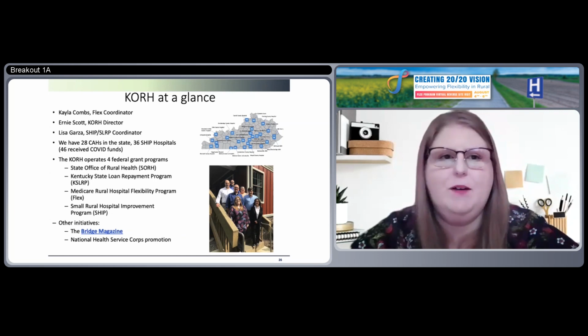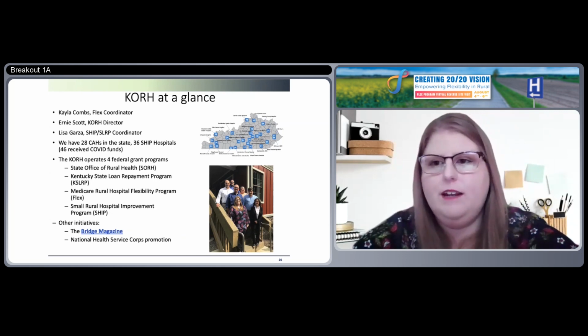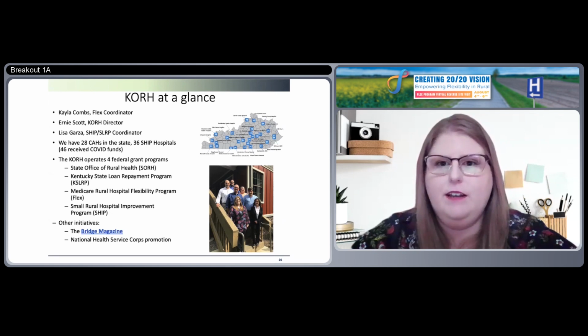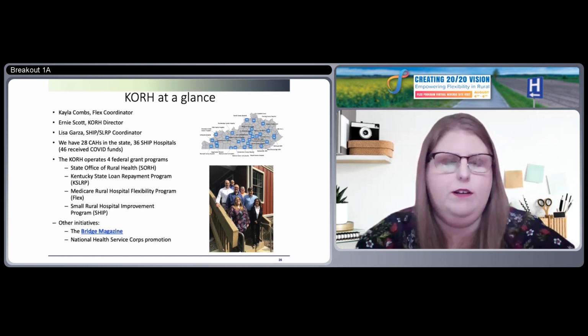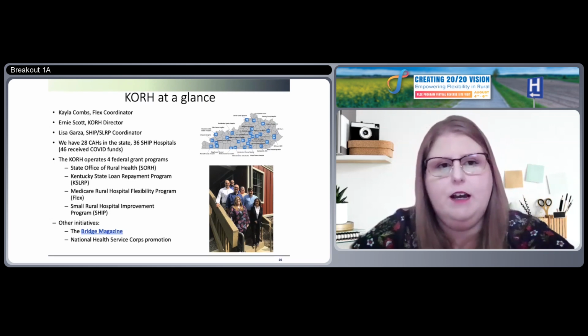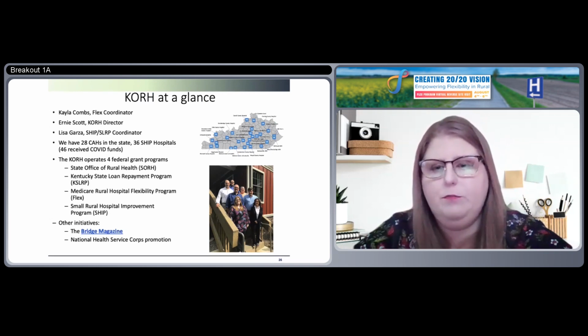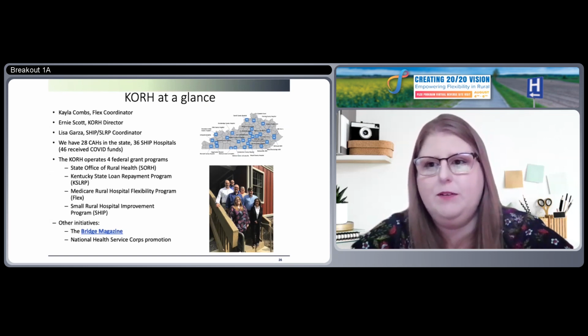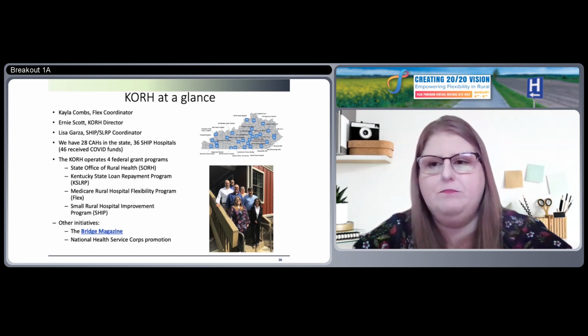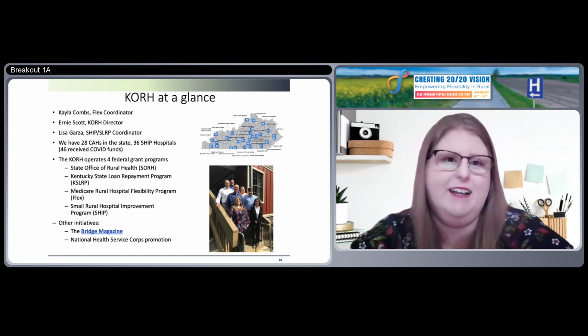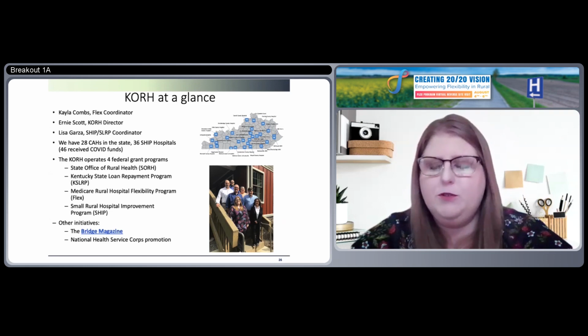Okay, hey guys, my name is Kayla Combs, and I'm the Flex Coordinator at the Kentucky Office of Rural Health. And like Tracy said, I've been there about 8 years, and you can see a map of our critical access hospitals there. Ignore what an ugly map that is. I have listed, not everyone in our office, I have a picture of most everybody, except for Caleb, our newest hire. But I just listed myself and Ernie and Lisa because they helped me put these slides together. I don't do SHIP and I don't do SOAR, so I depended on them to help me through this.